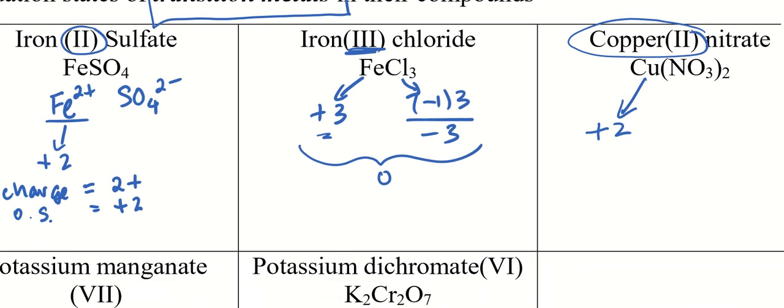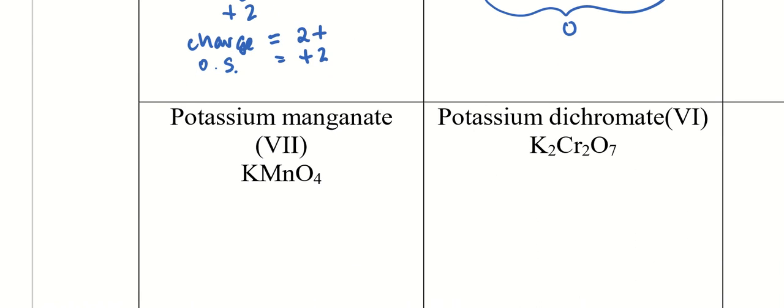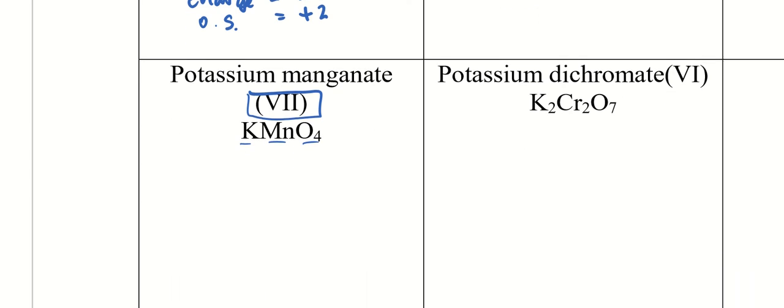Now let's take a look at two other compounds. Potassium manganate 7. Do you remember what is the color of potassium manganate 7? Yes, this is a purple solution. It is an oxidizing agent. What do you think the 7 here refers to? Would it be the oxidation state of potassium, manganese, or oxygen? Well, it makes sense that it would be the oxidation state of manganese. But let's take a look.